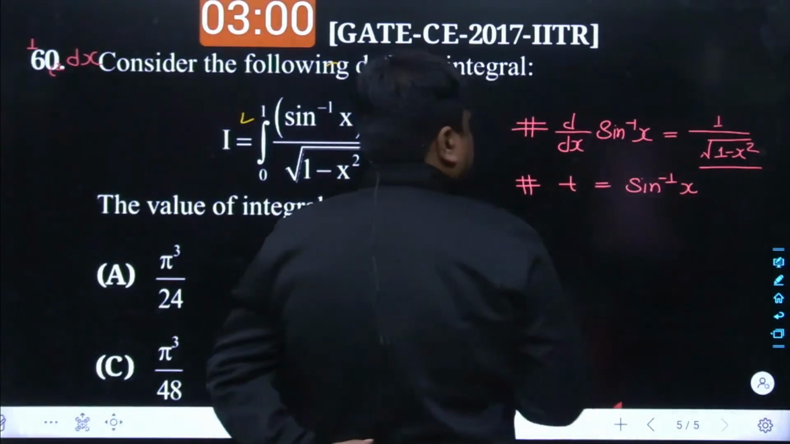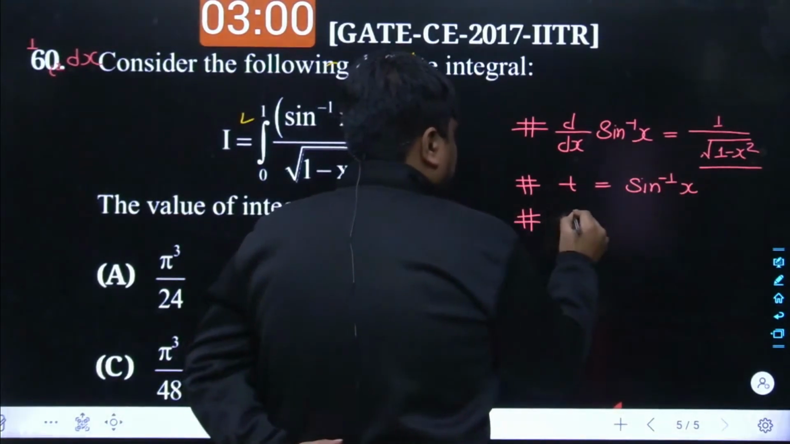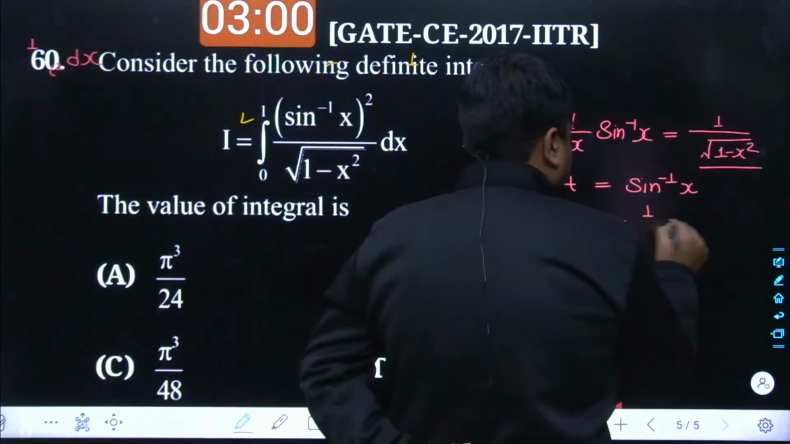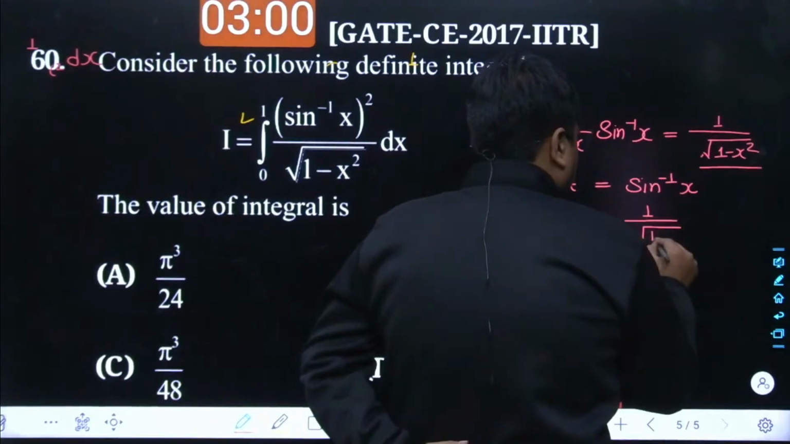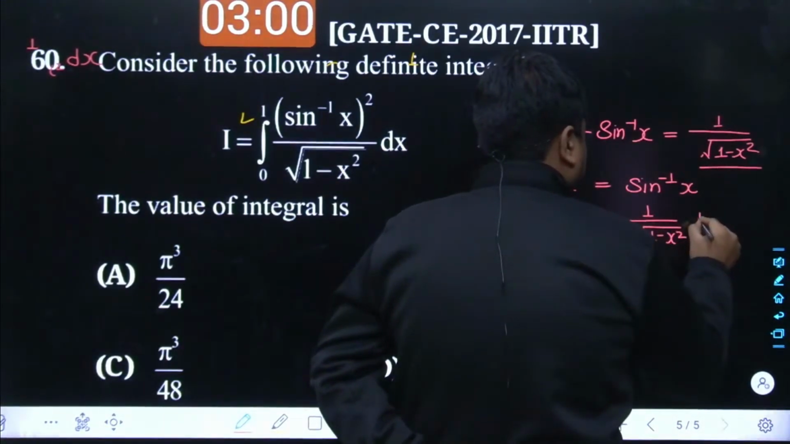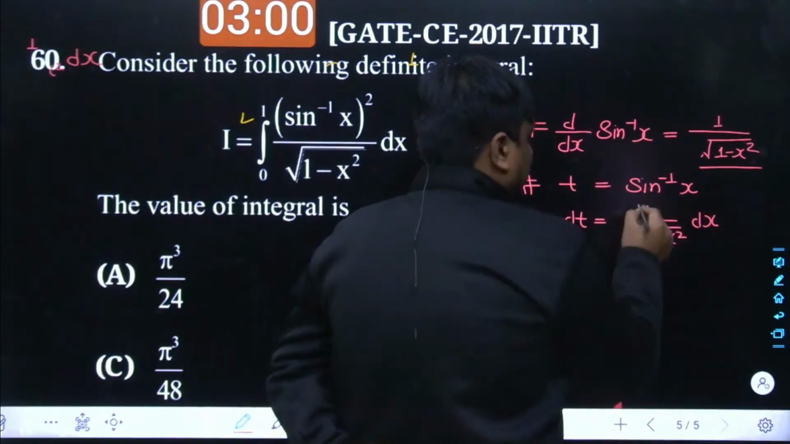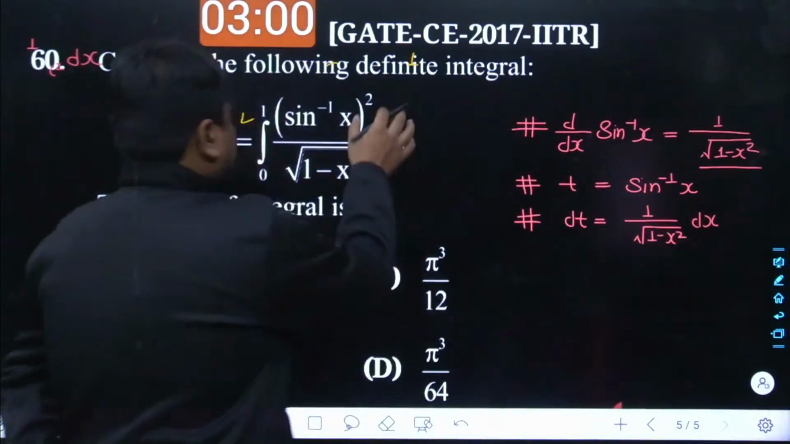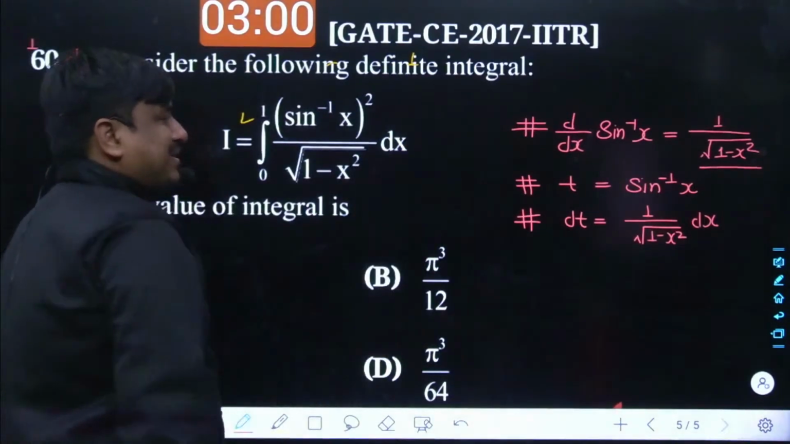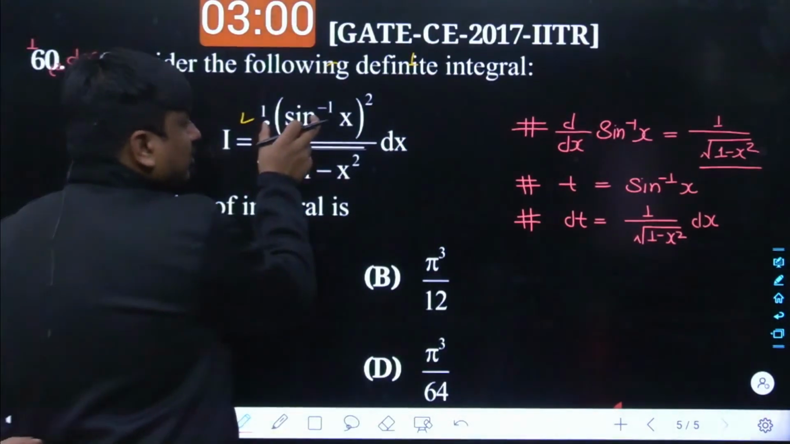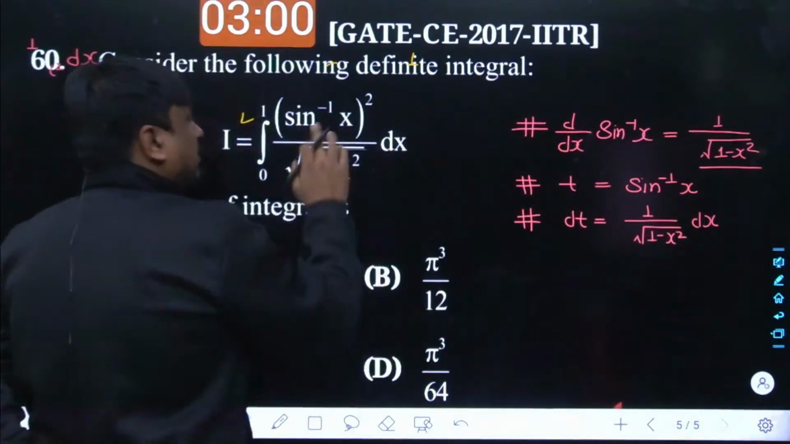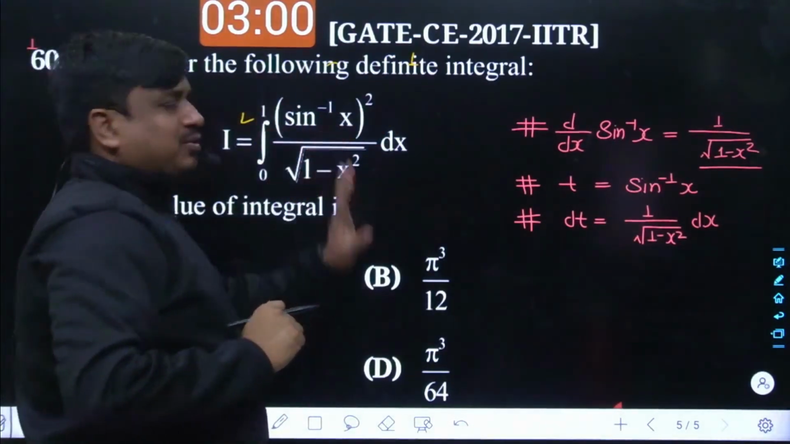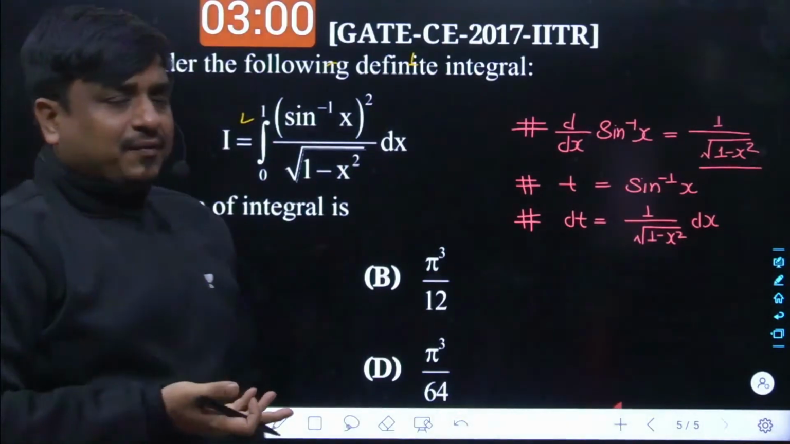We'll take differentiation on both sides. The differentiation of sine inverse x is 1 divided by root over of 1 minus x square, over dx. Virtually speaking, 1 divided by root over of 1 minus x square with dx, this complete component will be replaced with dt. And sine inverse of x would be replaced with t, raised to the power of 2.